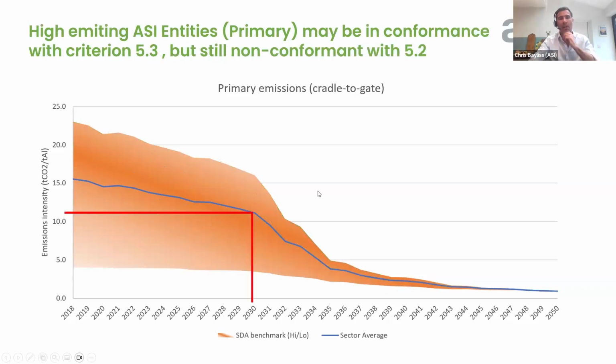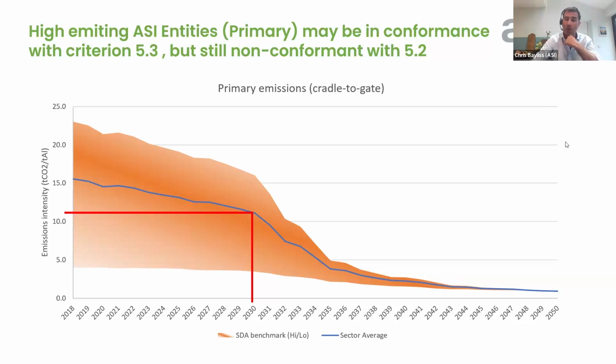One thing to note for primary, it's kind of important, especially for the higher emitters. Criterion 5.3 demands the use of the method for pathway articulation. And you may well have a coal-fired smelter that defines its pathway from, let's say, 22 tonnes per tonne of aluminium down to, in 2030, something like 16 tonnes per tonne. That will be a 1.5 degree aligned pathway, the very top of this orange curve. So you could well be in conformance with 5.3, but you would not be conformant with 5.2.